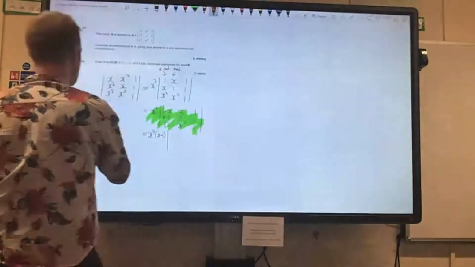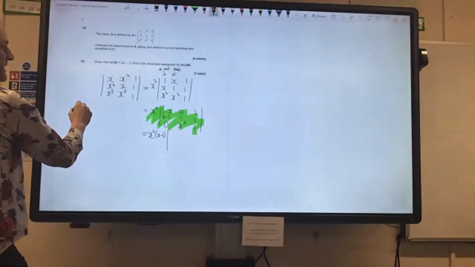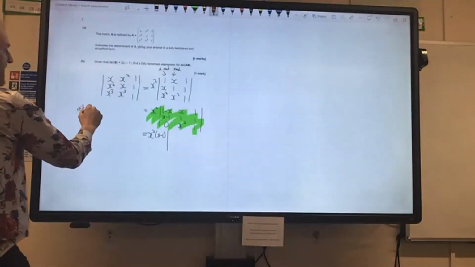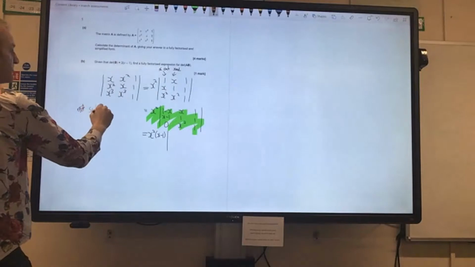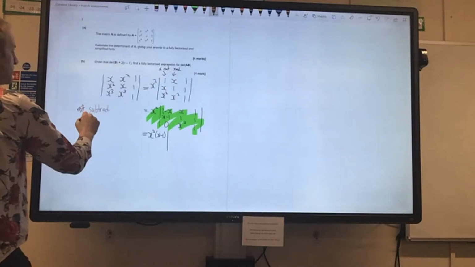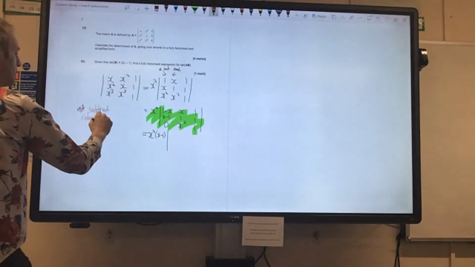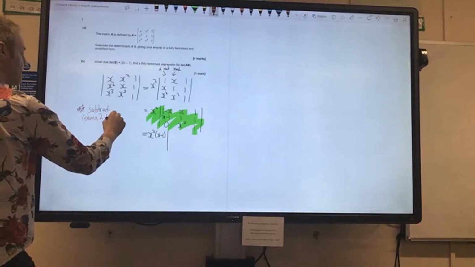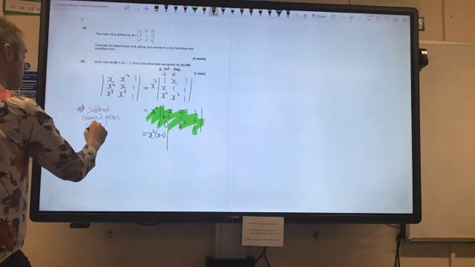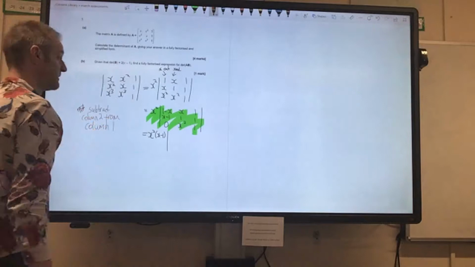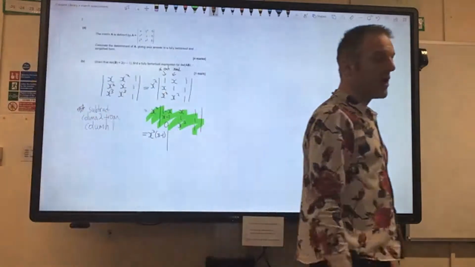So one of the row operations is you can add or subtract two columns from each other. I have subtracted column 2 from column 1. And I'll explain how I noticed. That took me a little while to work out. I did work through this paper.